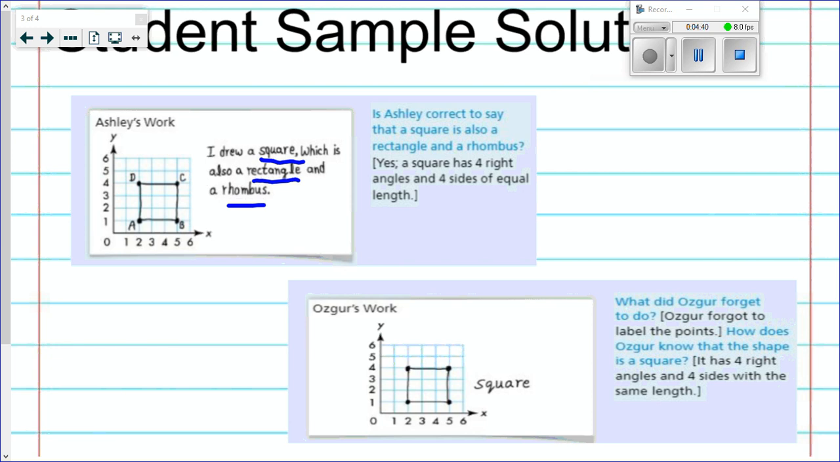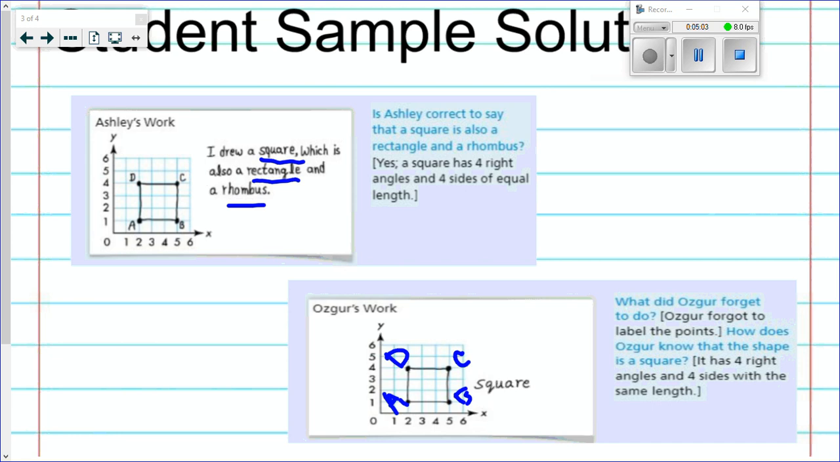Look at the next student's work. They also have their square shape and everything is plotted correctly on the coordinate grid. It is a square as well, and they labeled it a square. The only thing they did not do was label their points A, B, C, and D. So that's a reminder to make sure that we answer all parts of the question.